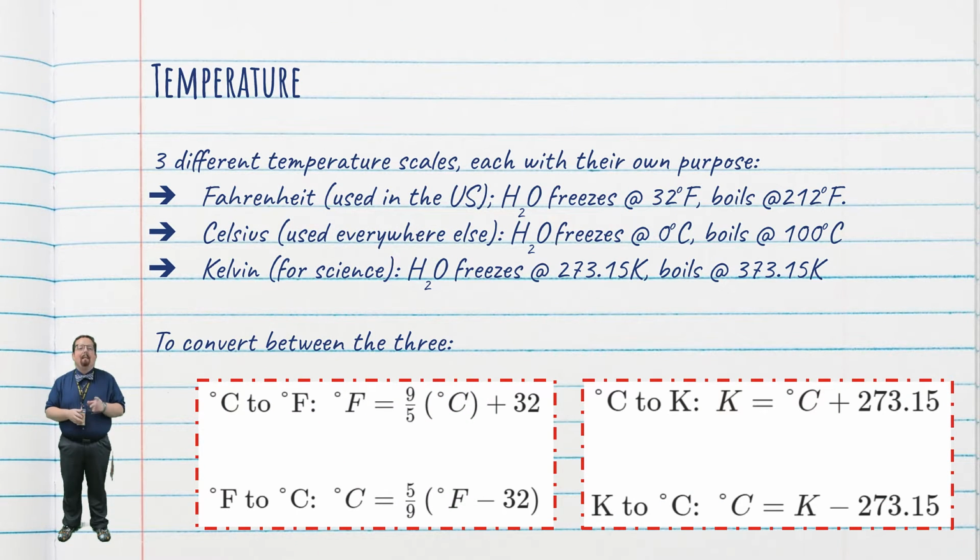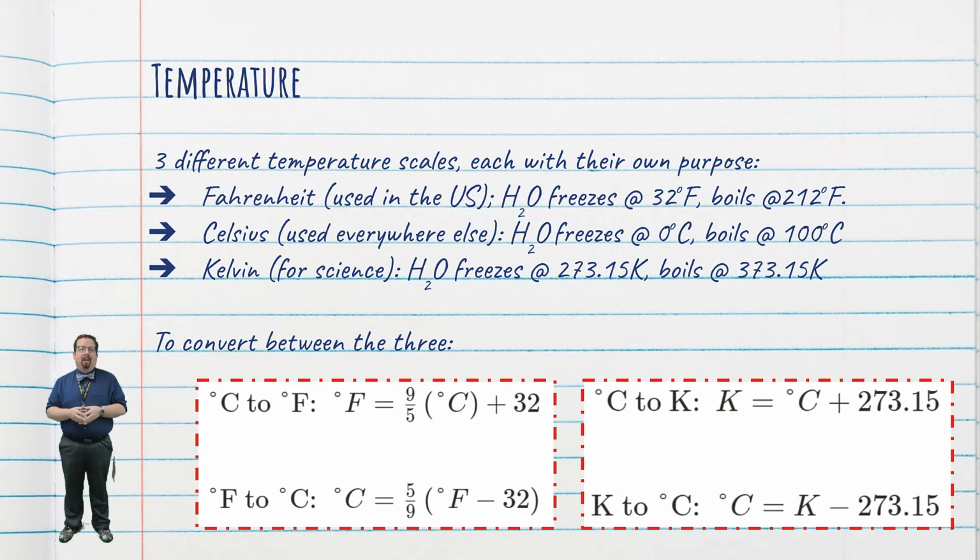Let's talk a little bit more about temperature. There are three different temperature scales that are widely used: Fahrenheit, Celsius, and Kelvin. The Fahrenheit scale is used in the US and is really good for talking about the temperatures that we often experience in daily life, like the weather. As you probably know, on the Fahrenheit scale, water freezes at 32 degrees and boils at 212 degrees.